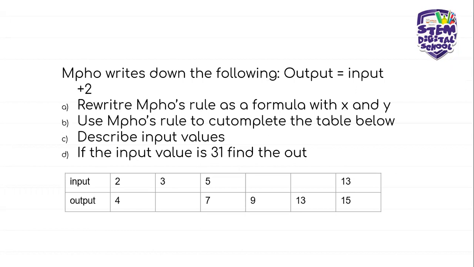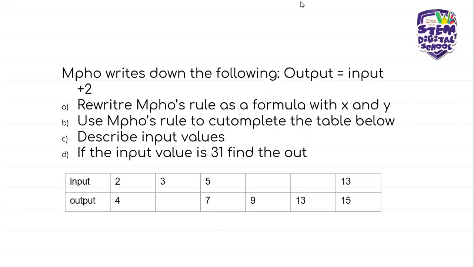Now, we have the following. Paul writes down the following output: the output is equal to input plus 2. So that is the output that Paul writes in as far as this problem is concerned. Then we are going to have to rewrite Paul's rule as a formula, which consists of X and Y. And then we need to use that rule to complete the table.